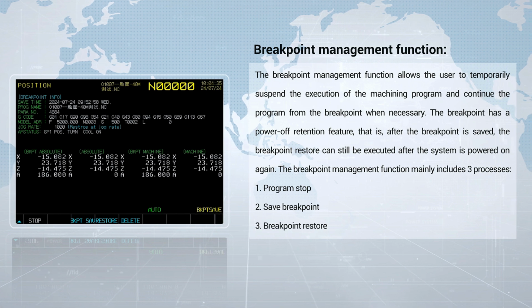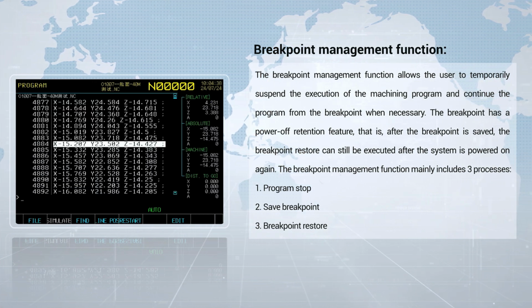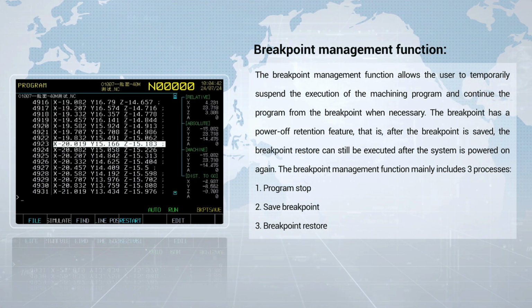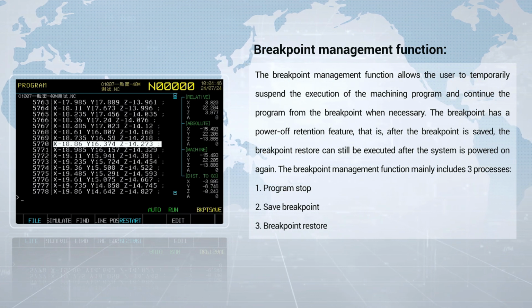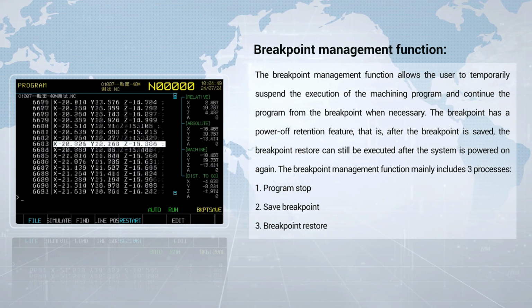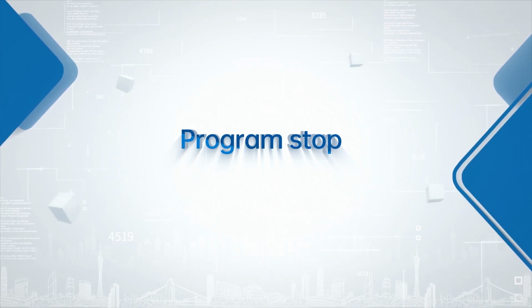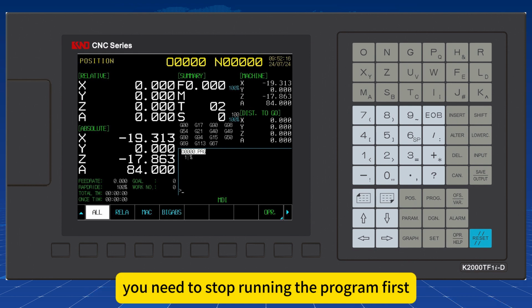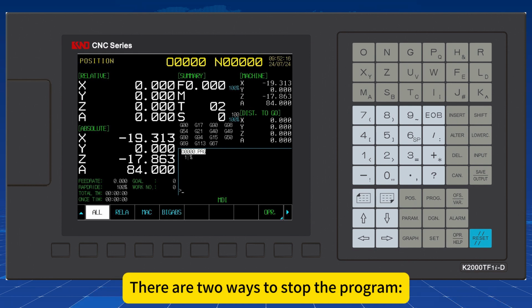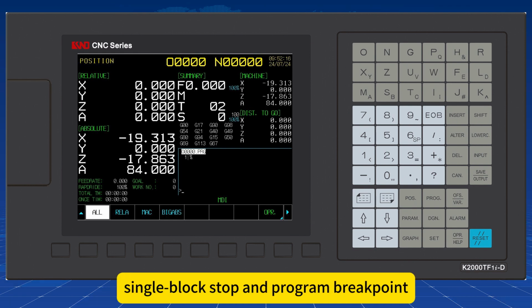The breakpoint management function mainly includes three processes: 1. Program stop. 2. Save breakpoint. 3. Breakpoint restore. Before saving the breakpoint, you need to stop running the program first. There are two ways to stop the program: single block stop and program breakpoint.